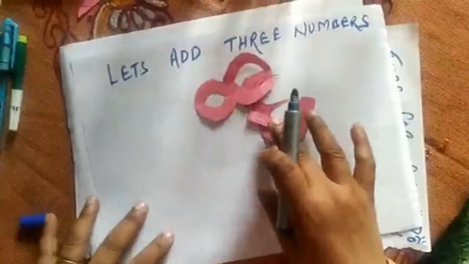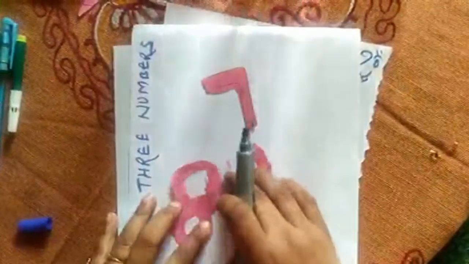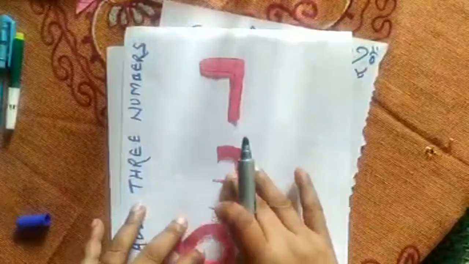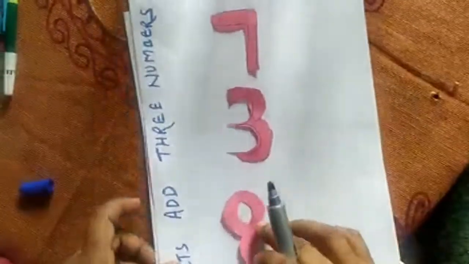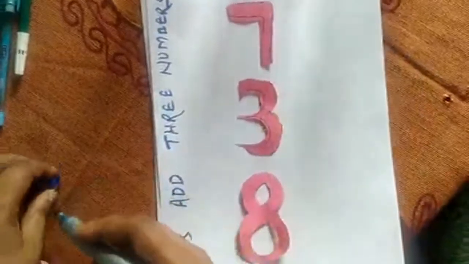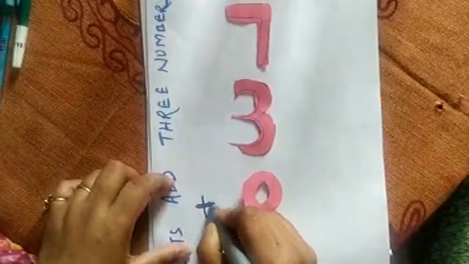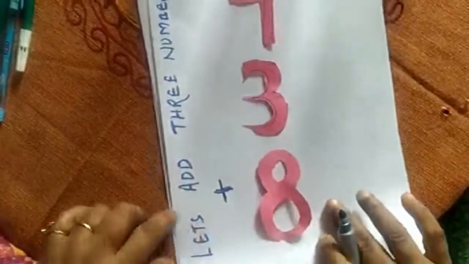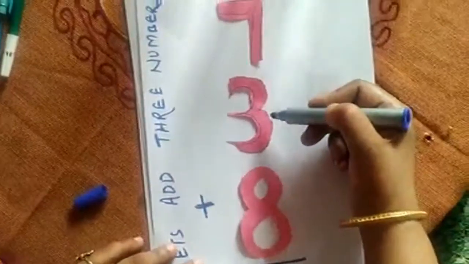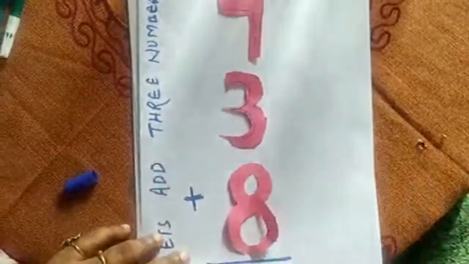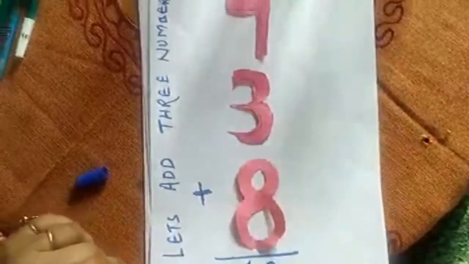Let us add three numbers. 7 plus 3 plus 8. We can add these three numbers in 6 orders. Addition sign. What is the result of addition? 7 plus 3, 10. 10 plus 8, 18. This is the first order.